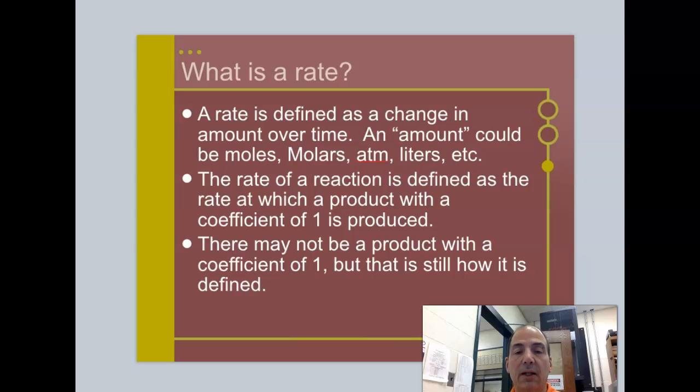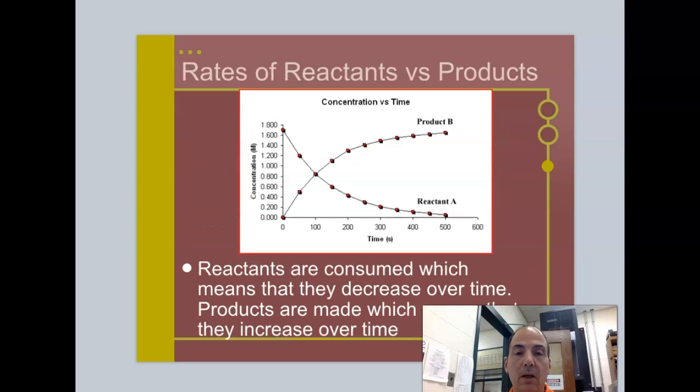So the idea of a rate of reaction is a very generic term, assuming that we're talking about a product that has a coefficient of 1 in the balanced equation. Yes, I know there may not be a product that has a coefficient of 1, but that doesn't matter. It's still defined that way. And the point then is that the coefficients, we're going to say that the amounts are proportional to those coefficients. I'm sorry, the rates are proportional, okay? So that means stoichiometry is going to play into this, okay?